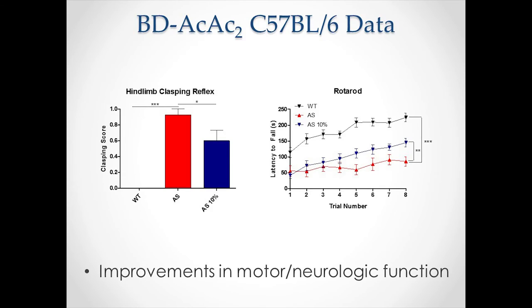Looking at the hind limb clasping score, we again saw significant improvement, a decrease in the clasping score in the AS-treated animals. And in the rotarod, throughout the course of the test, we saw a significant increase in latency to fall in AS-treated animals, like we saw with the 129s, suggesting improvements in both motor coordination and motor learning, but this was not as drastic as what we saw in the 129s, if you remember. Again, though, this is still suggesting overall improvements in both motor and neurologic function.